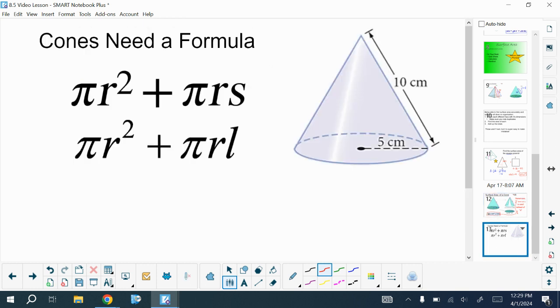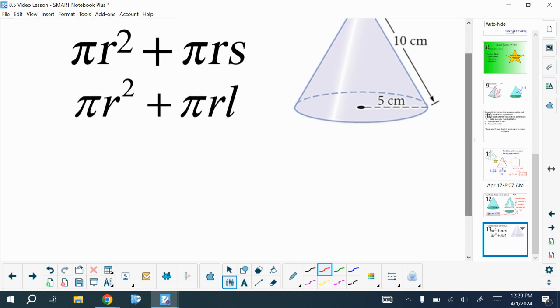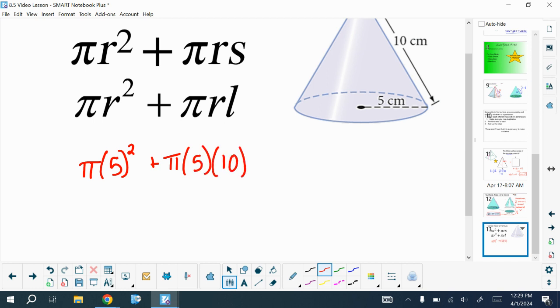Okay, so let's take a look at this. In this case, we have everything we need. We have our radius of 5. We have our slant height of 10. The height up the middle we don't have because we don't even need it. All we're going to have to do is go ahead and plug in our numbers to our formula. So we've got pi times my radius squared plus pi times my radius times the lateral height, either L or S, it doesn't matter. And then we're going to plug that right into our calculator.